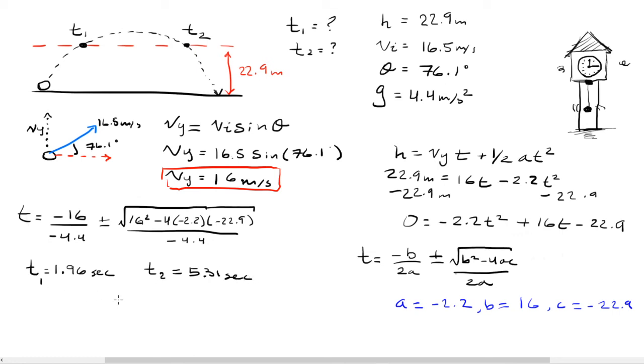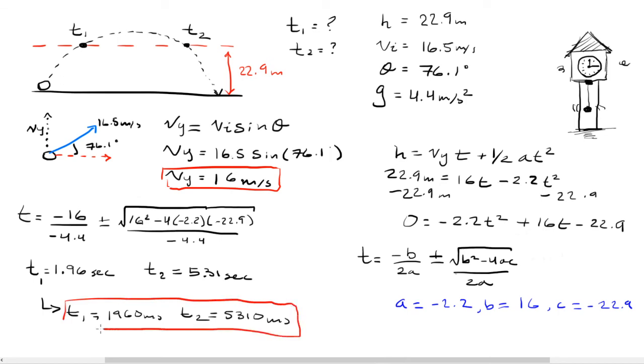For the final answer, we have to convert these seconds into milliseconds once we put them into the website. All we need to do that is multiply the value times 1,000. So the first t is 1,960 milliseconds, and the second t is 5,310 milliseconds. There we go, so we're going to box these up. Now we have our times, so we're going to plug them into the website and see how we did.